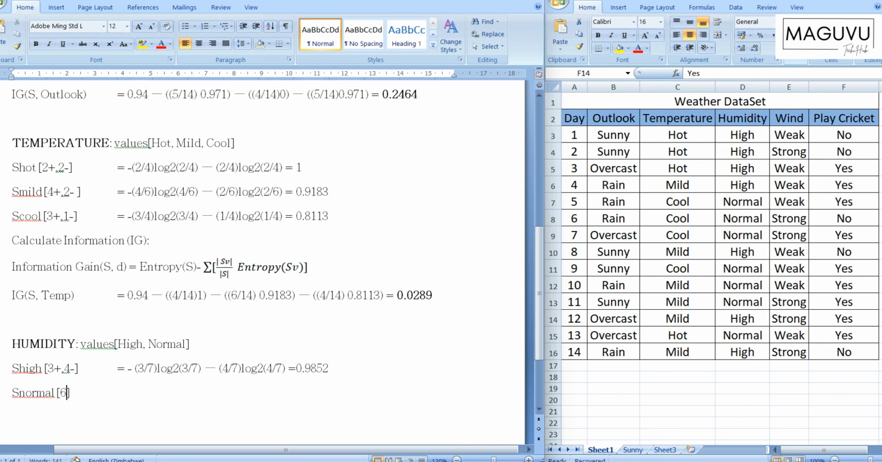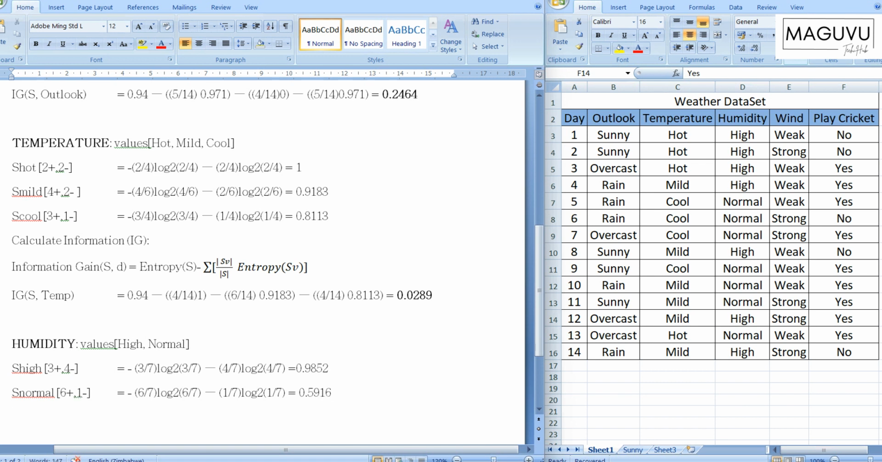So we have 6 days that we played, and out of that it gives us a remainder of 1, since we have a total of 7 where we did not play. So we go ahead and do the substitution, and we have our 6 divided by 7, log 2 of 6 divided by 7, and we consider the negatives or the no, which is 1 divided by 7, log 2 of 1 divided by 7. This will give us a value of 0.5916.